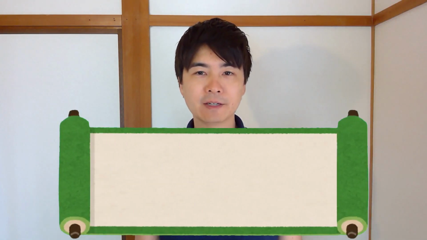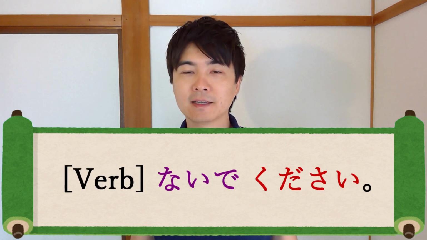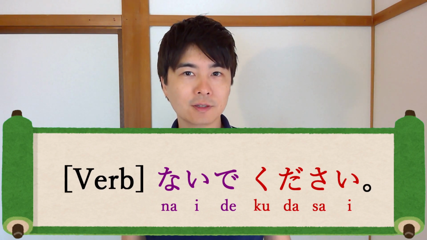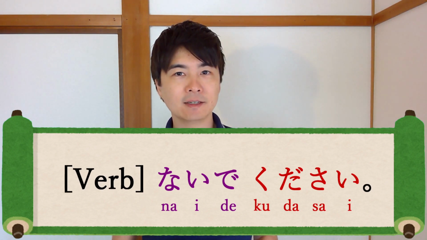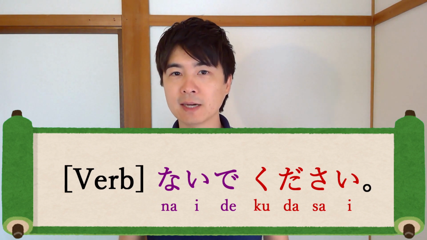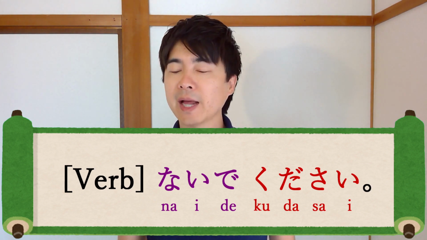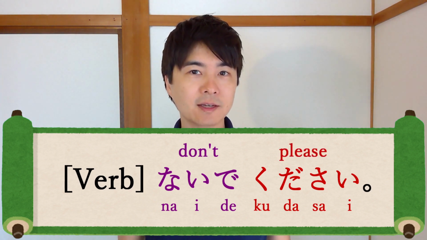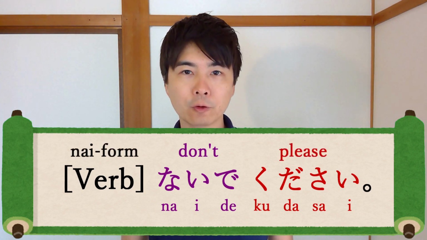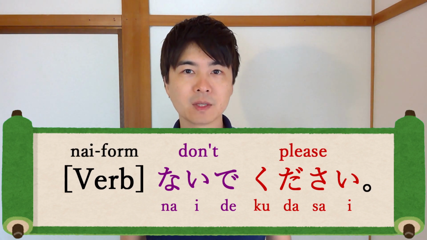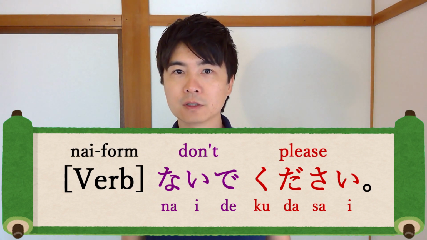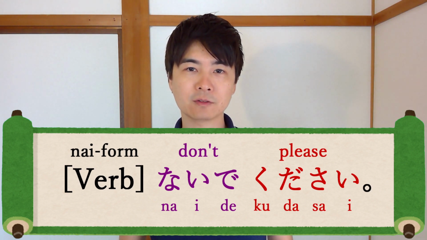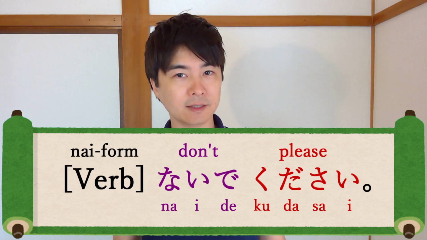Okay, so let's learn about ないでください. Verb ないでください means please don't do. ないでください is a polite form of requesting someone not to do something. ないで means don't, and ください means please. And this verb must be in the ない form because ない is following it. We learned about the ない form of verbs in my previous video about ないです. So if you have already remembered the ない form of verbs, it is very easy.